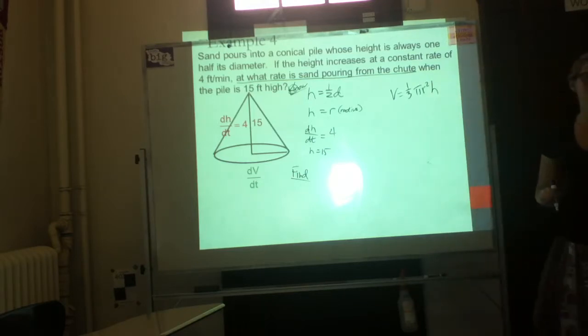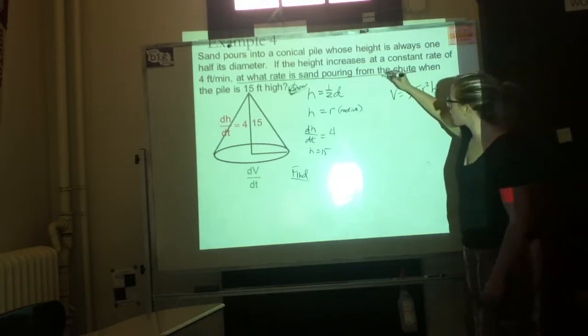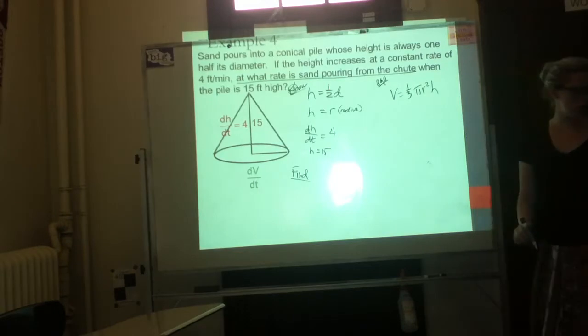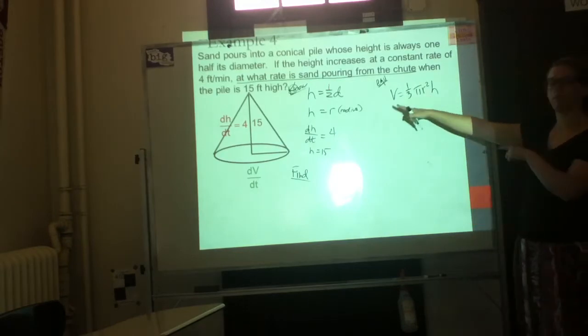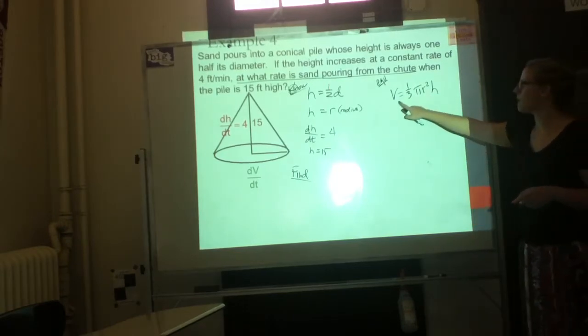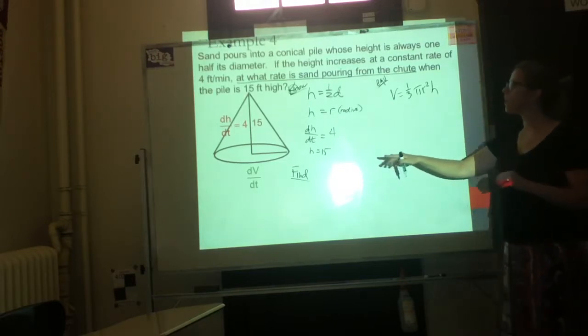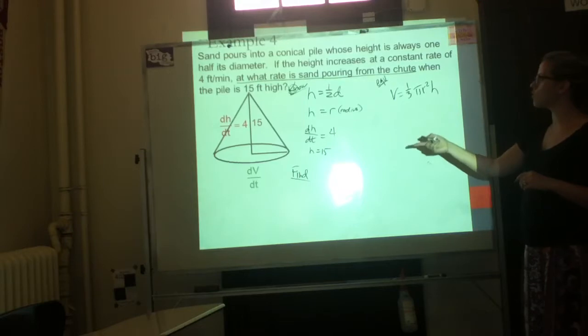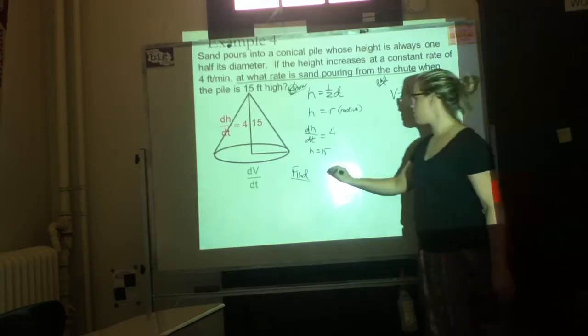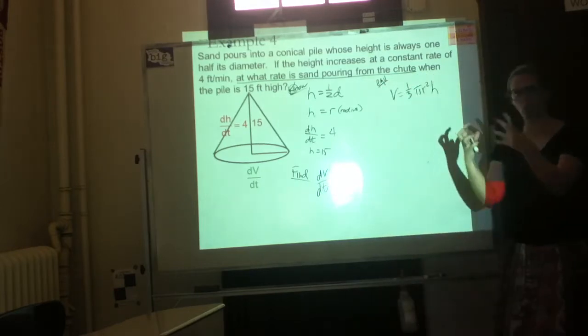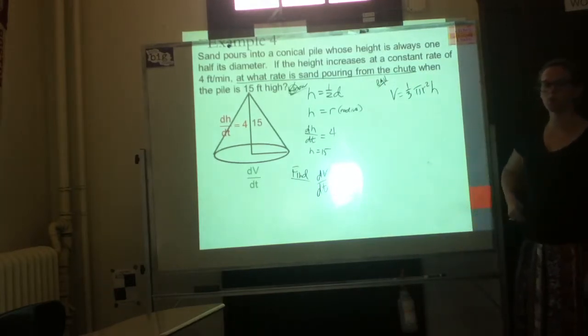So that's my volume. Now, in terms of what I need to find, since that's my relating equation, aka step 3, I'm going to go back and use step 2. So I say, okay, I got r involved, I got h involved, but I don't have a v involved. So my find is going to have to do with a v. At what rate is sand pouring from the chute? So that is dV/dt. Sand pouring is some volume. It's a change in volume.